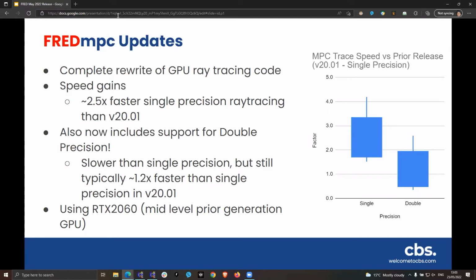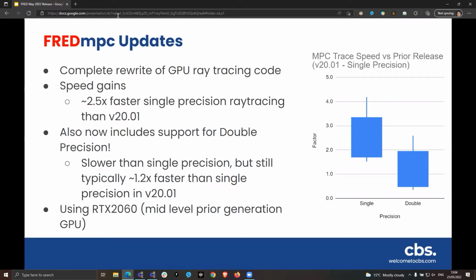There's a bit of a bracket on that. This chart on the right-hand side shows this, but essentially we see an average speed up of a factor of around 2.5, but the speed up can go as high as just over 4 times faster. So that's a great thing to actually have.